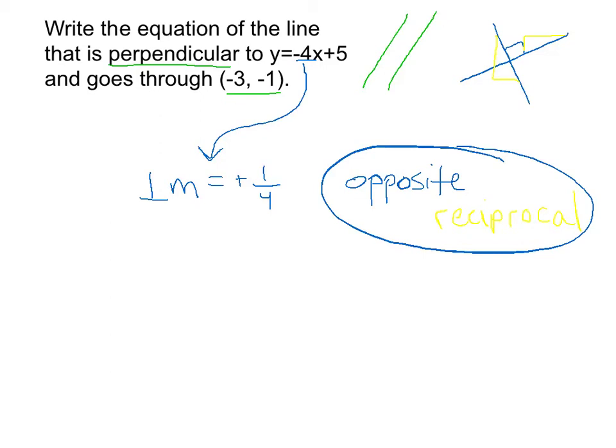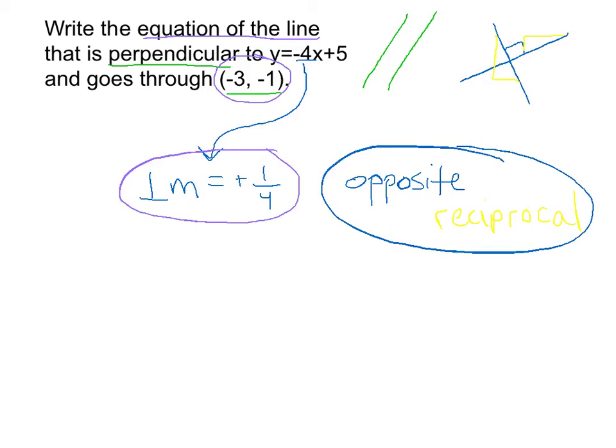So what I'm going to do is take my new slope and my point, and plug it in to find the equation of the line that is perpendicular to y equals negative 4x plus 5 and goes through the point -3, -1. For this one, I'll go ahead and use point slope form because I don't believe I have many videos that cover point slope form.